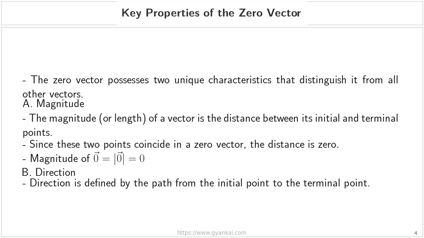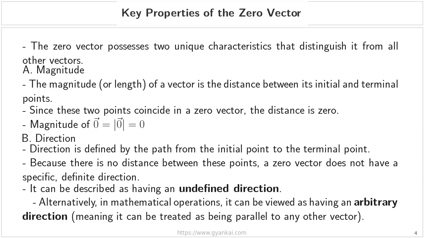Next, let's consider the second characteristic, direction. Usually, a vector's direction is defined by the path or the heading from the starting point to the ending point. However, because there is no distance between the points in a zero vector, there is no path to follow. Consequently, a zero vector does not have a specific, definite direction. In your studies, you can describe this as having an undefined direction.